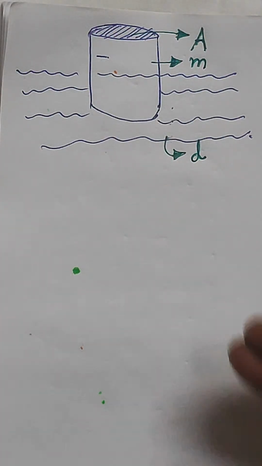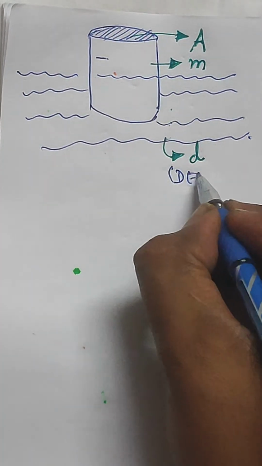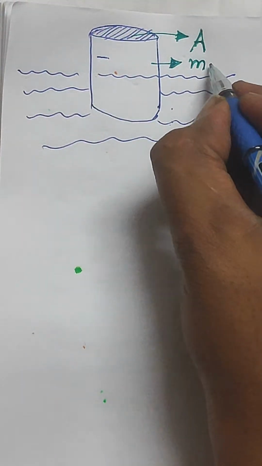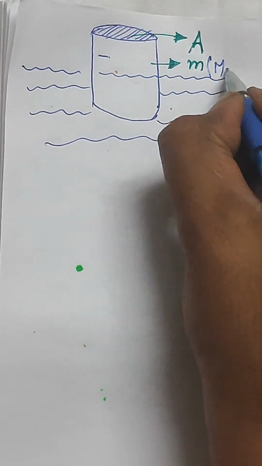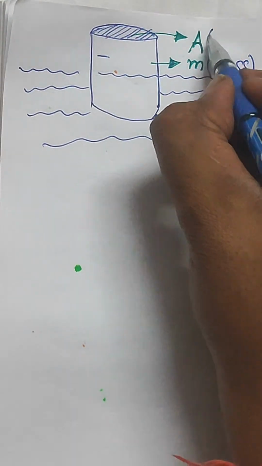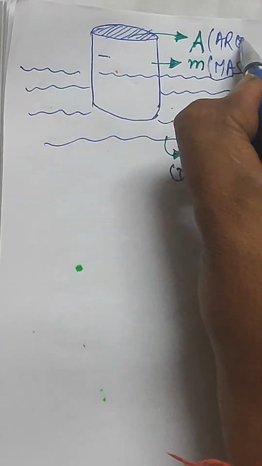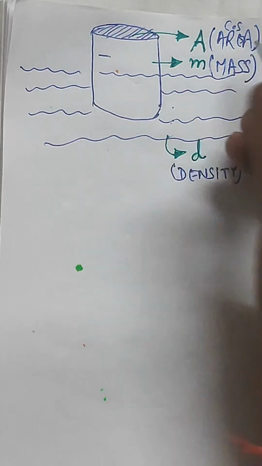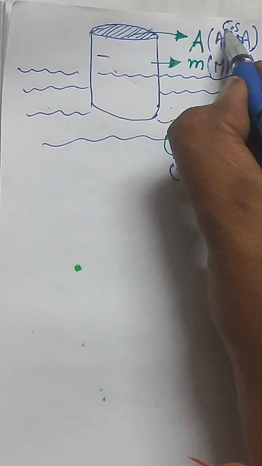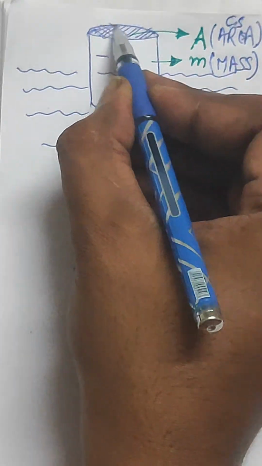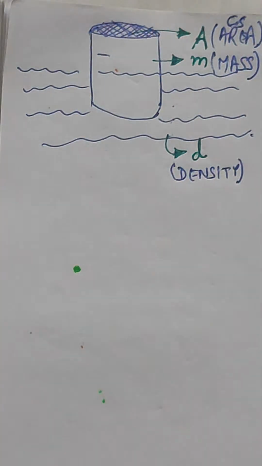D is the density, m is the mass of the cylinder, and A is the area of cross section, right? So I'm writing CS area, cross sectional area. That means this one, which is shown in shaded, the circular part of the cylinder, right?